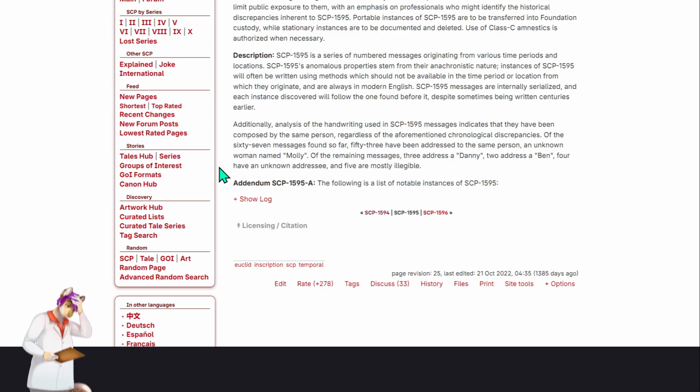Of the 67 messages found so far, 53 have been addressed to the same person, an unknown woman named Molly. Of the remaining messages, 3 address a Danny, 2 a Ben, 4 have an unknown addressee, and 5 are mostly illegible. And the addendum is a list of notable instances.